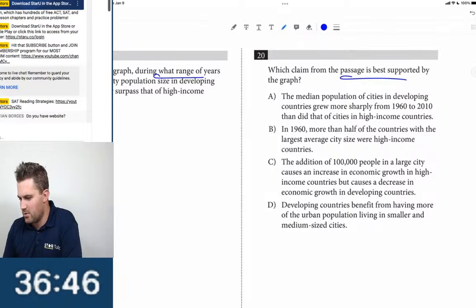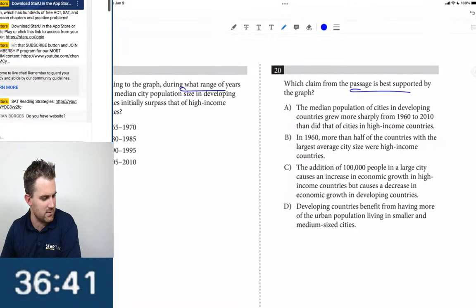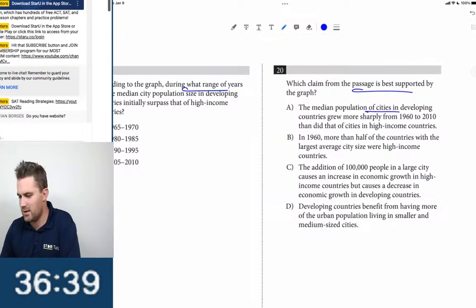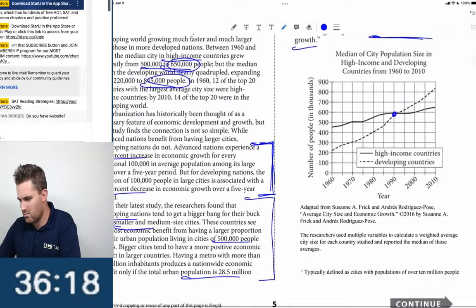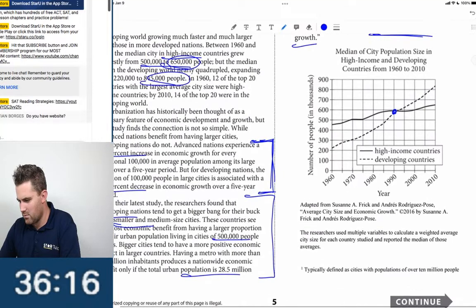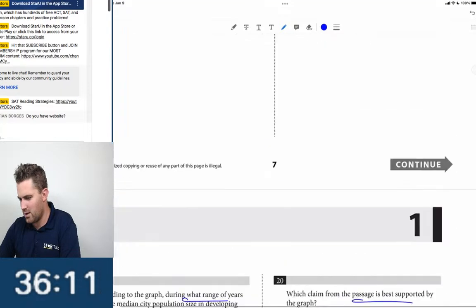Supported by the graph: the median population in developing countries grew more sharply. That's true, right? That has to be true. And they talk about that, guys. The median population of cities in developing countries grew more sharply than that of cities in high-income countries. They say that, right? Four times versus 20%. So I don't even know if I have to go back. More than half the countries with the largest average city size were high-income countries. Maybe, by the graph. I think it's A.